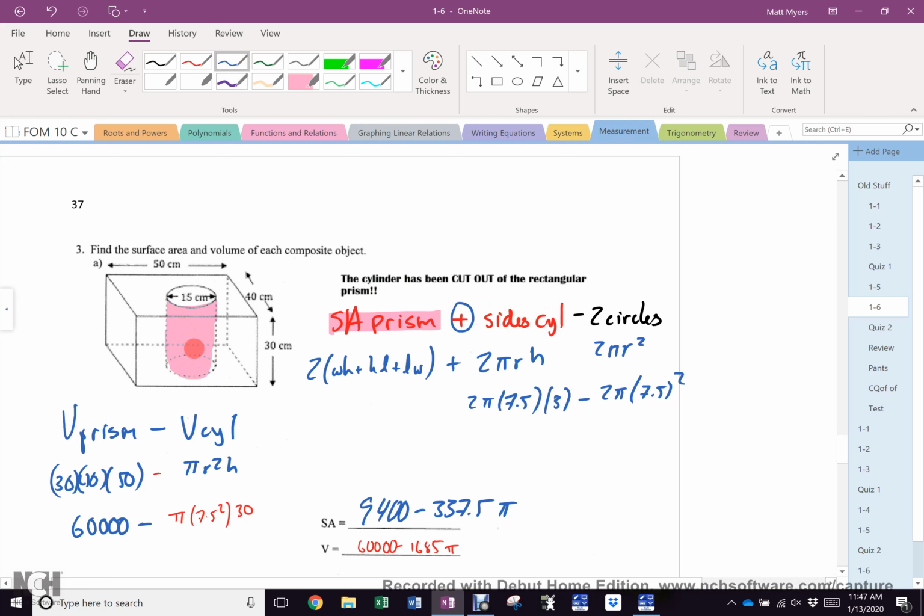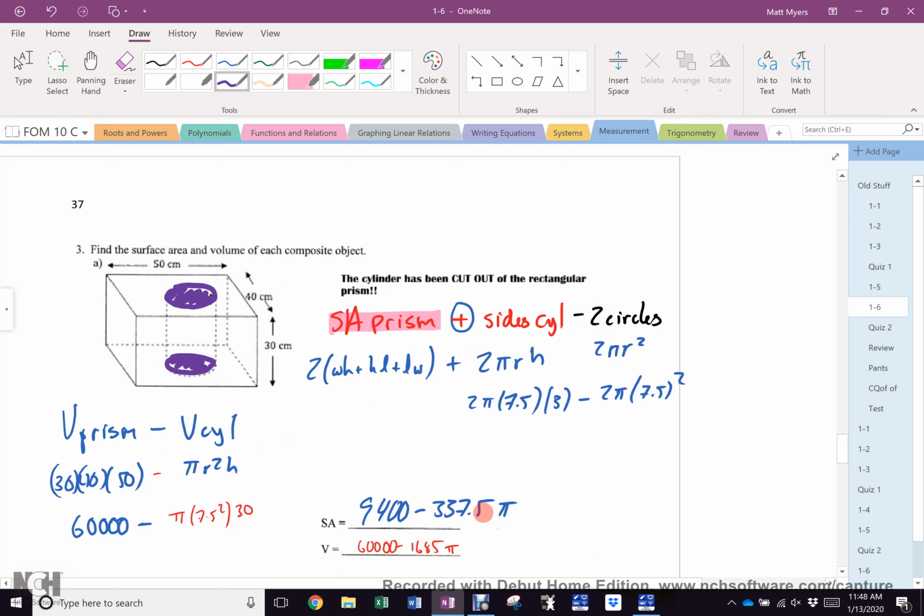So I must add the sides of the cylinder, just where it's pink. 2 pi RH. But this is a hole that was cut, right? Can any paint stick to the hole? No. So that circle and that circle are not surfaces, so I must subtract them. Does everybody understand? If you don't have the right answer now you should know why.